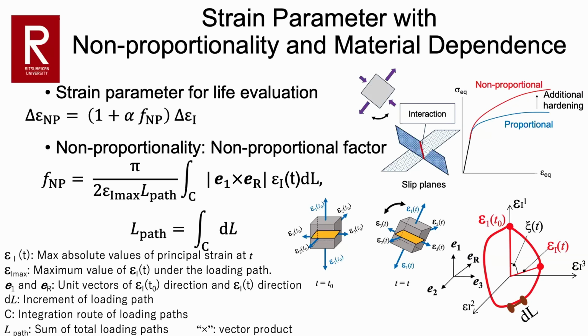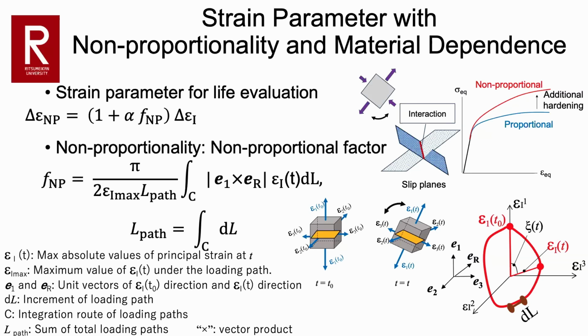On the other hand, FNP is a non-proportionality of the loading. This value takes 0 in proportional loading, as well as uniaxial loading. On the other hand, in non-proportional loading, it takes 1 at maximum. Of course, this value depends on the intensity of the non-proportional loading. The FNP is calculated by this equation.